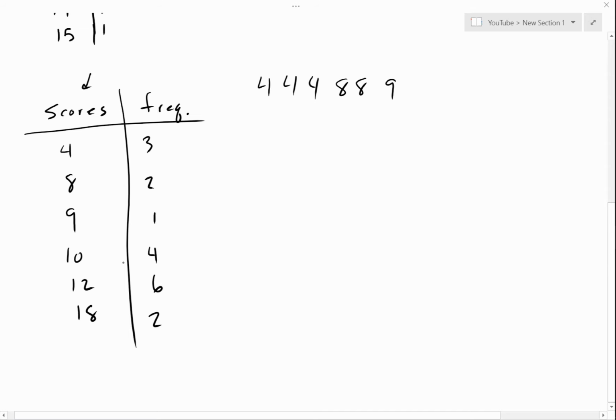10s, how many do I have? 4 of them. 1, 2, 3, 4. Okay. And how many 12s do I have? 6 of them. 1, 2, 3, 4, 5, 6. And how many 18s do I have? 2 of them. And so there it is. I have written it out.